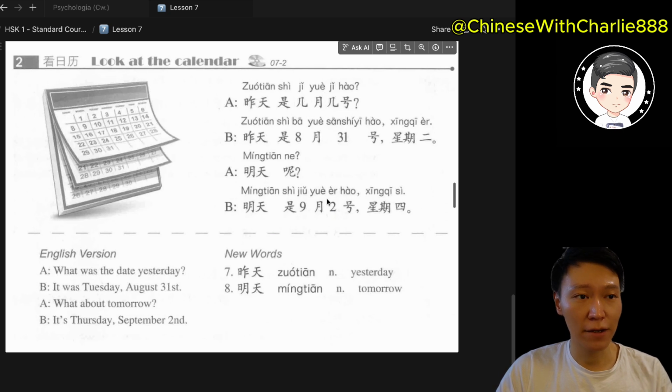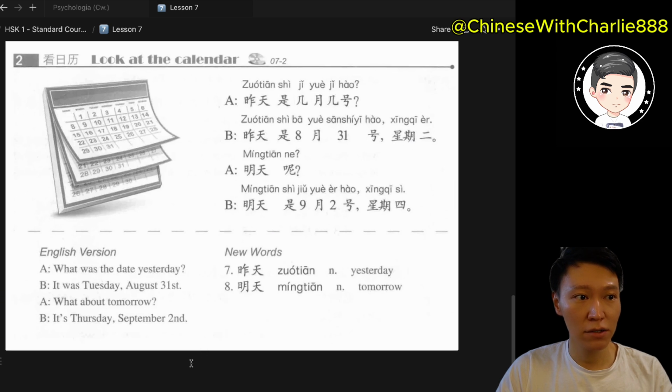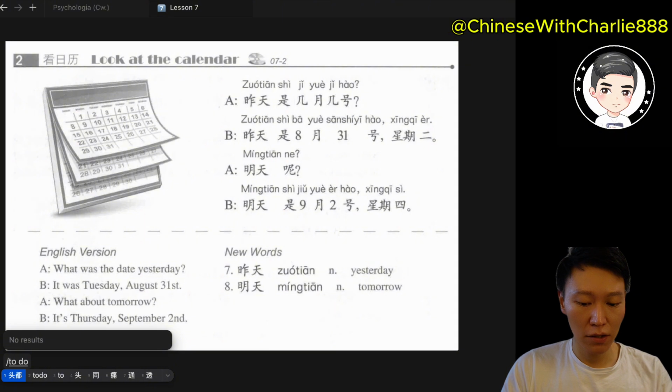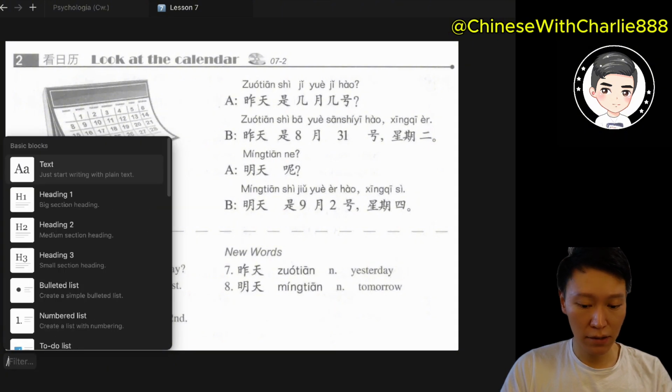Okay, so basically everything has been talked about from this conversation. We have talked about yesterday, 昨天. We have talked about tomorrow, 明天. And we also talked about how to express month just by adding the number in front of month, how to express day just by adding the number in front of day, and how to express the day of the week, just add a number after week. So we can actually draw something like this.